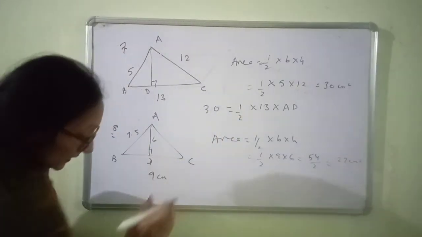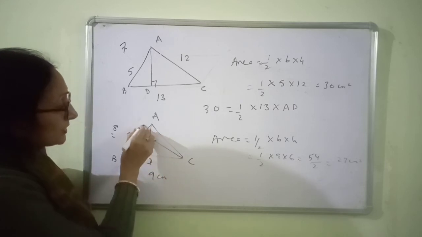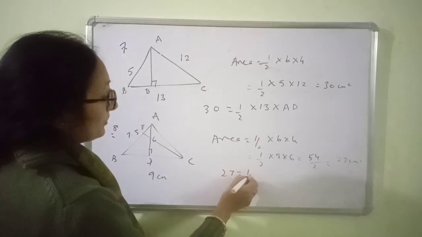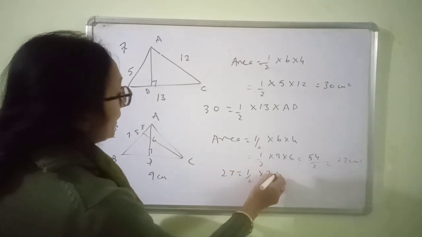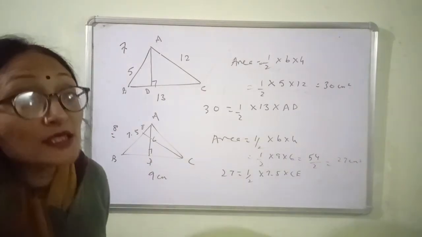Now they asked to find the CE, which means the perpendicular from C on AB. Area will be the same, that means 27 is equal to 1 upon 2 into 7.5 into CE. I think you are able to find the CE.